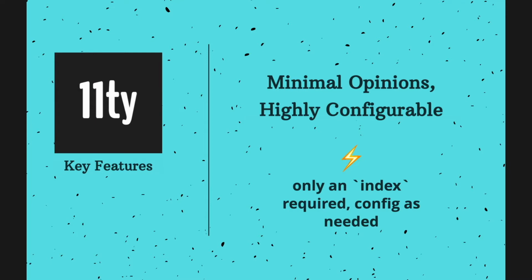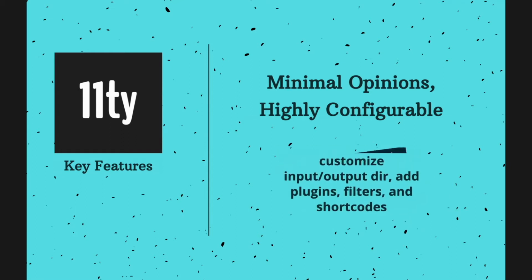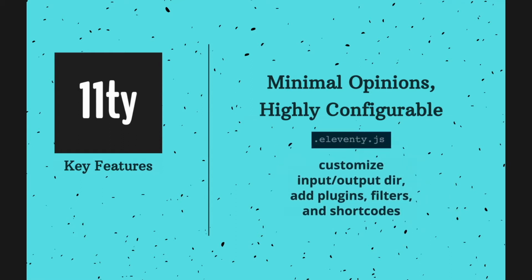Once you get a feel for how things work, you can begin to add your own opinions by updating the config, which is expected to be a root file called .eleventy as a JavaScript file. Here you can do things like customize your input and output directory, add other watch directories, and it's the entry point for plugins where you'll hook in additional templating, data, and content features.